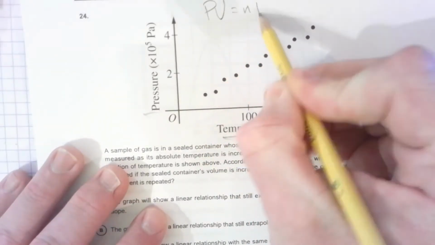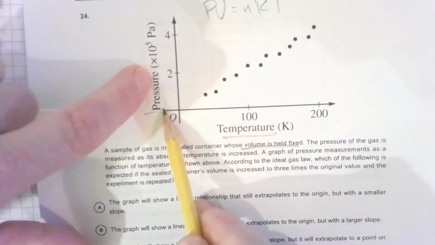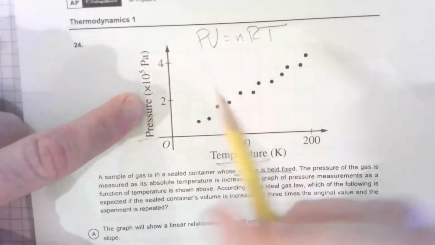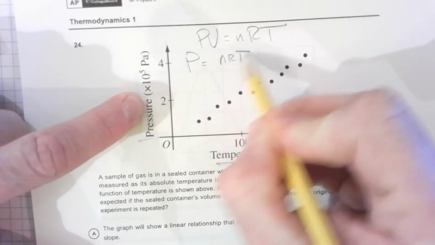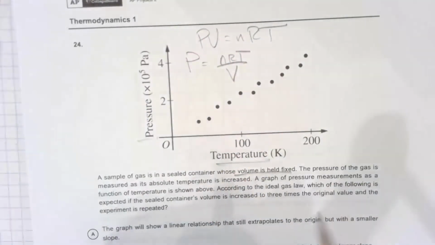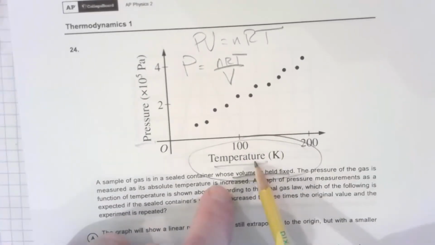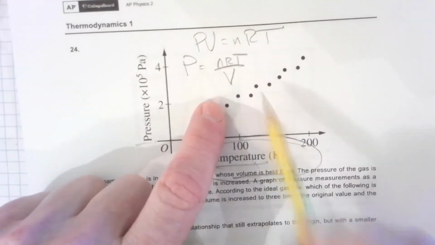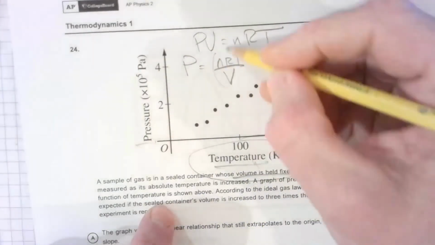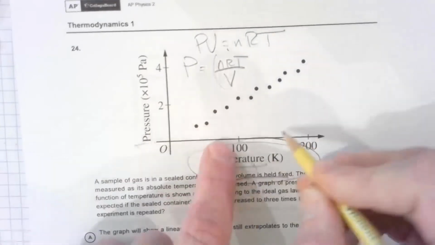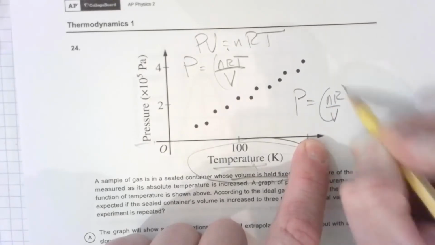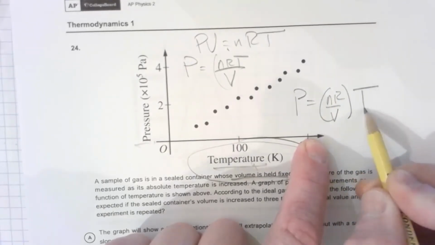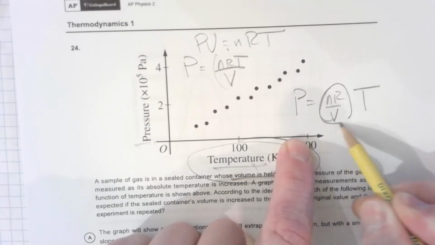PV equals nRT. P is our Y, right? So let's solve that. P is going to be equal to nRT over V. Now what I want you to do is have temperature be our X. Everything else is going to be a constant because they hold the volume constant. So we really have a linear thing: P equals nR over V. That's our constant, T is our X.